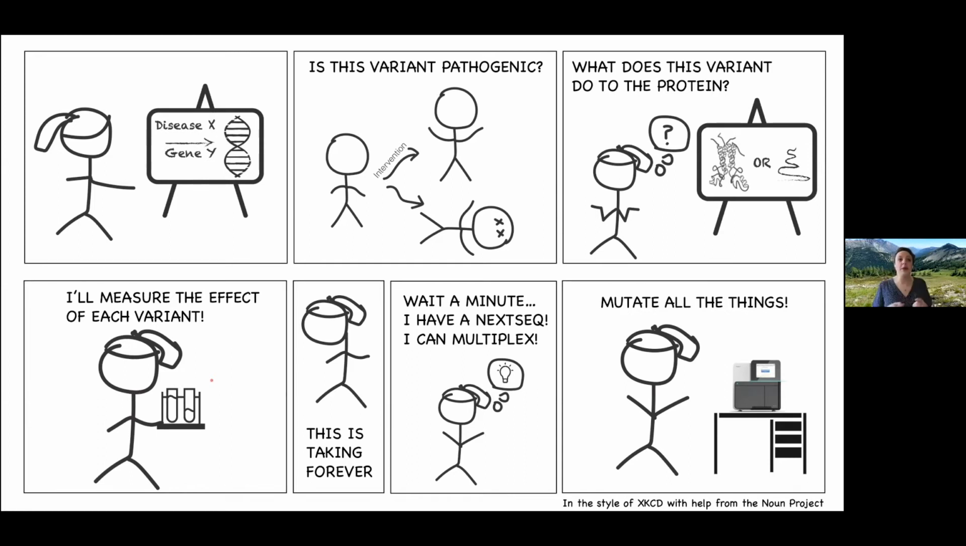And so we can actually measure the effect of each of these variants on the biochemical or molecular function of the protein, and we can try to figure out what that does to the cell. But doing this one by one takes forever. So obviously, if we link this up to the powerful next generation sequencing, we can multiplex these assays and we can make a lot of mutations in all of these genes, right? And so what we have to do now is scale this up and figure out how to do this for more genes and more phenotypes.